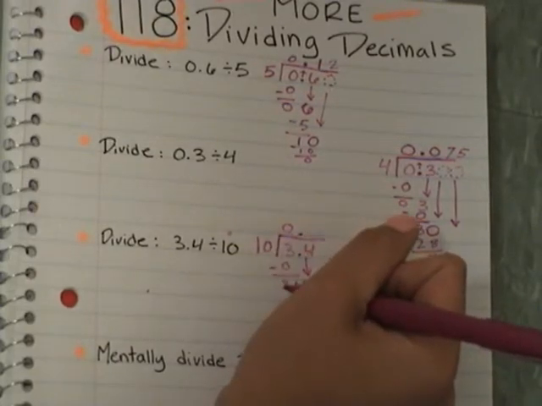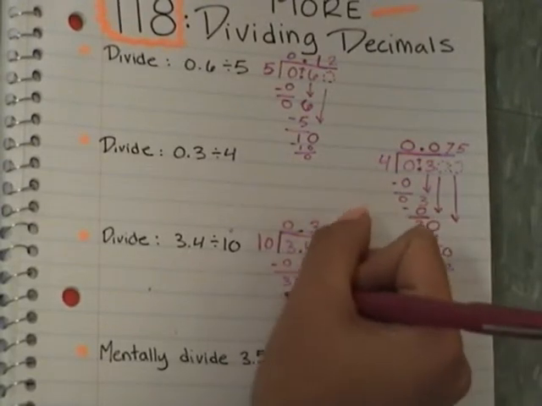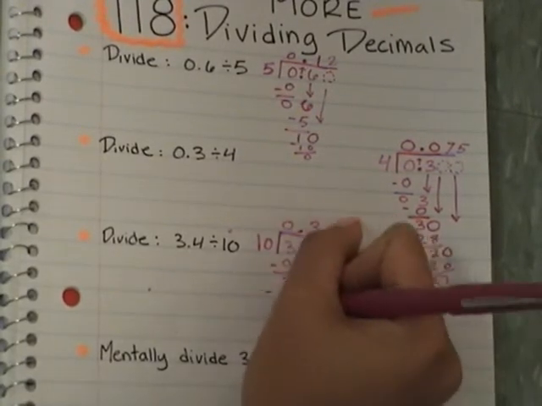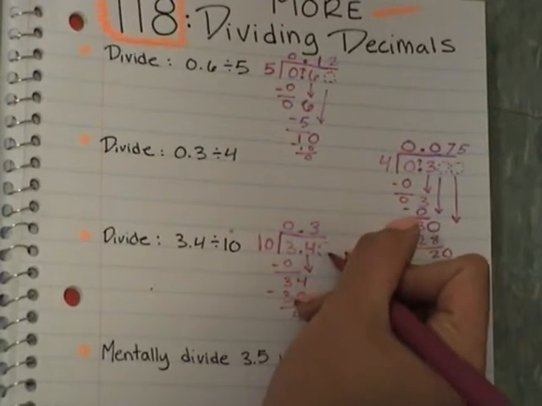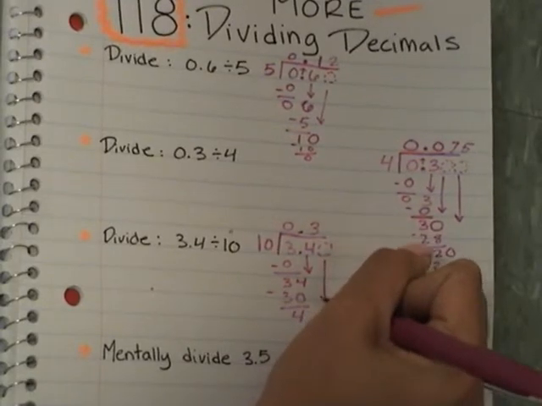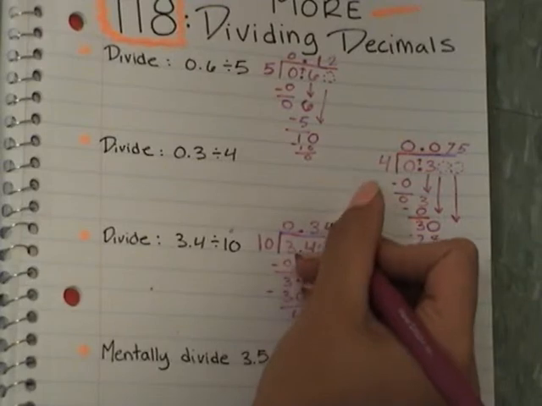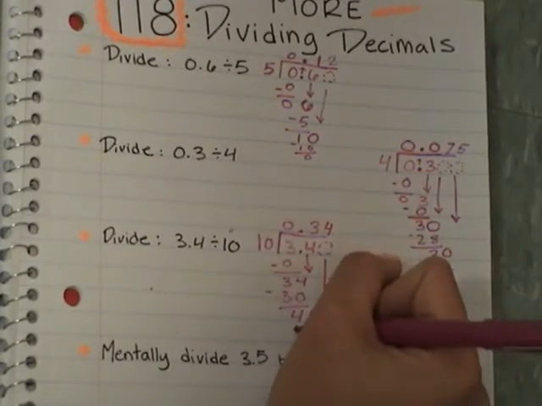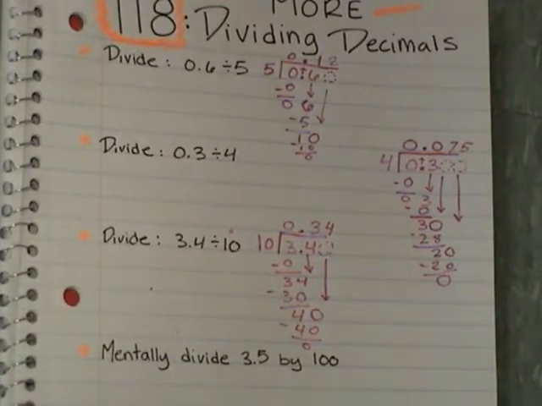Can 10 fit into 34? Yes, 3 times. 3 times 10 is 30. When I subtract, I have 4 left over. Now I have to bring down another 0. I'm going to add a 0 onto here because I can't have a remainder. Bring down my 0. Can 10 fit into 40? Yes, 4 times. 4 times 10 is 40. Subtract, you get 0. So my answer would be 34 hundredths.